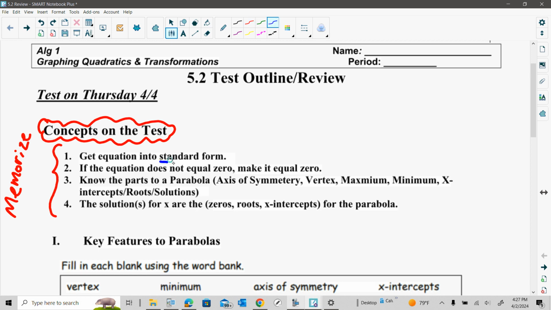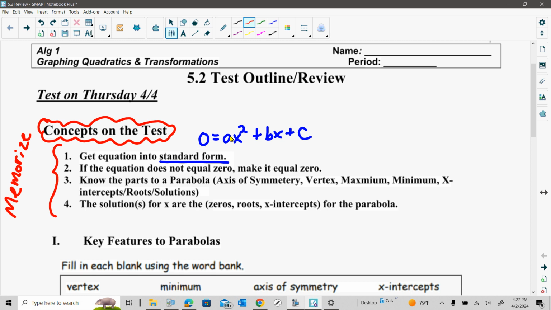This is the key information. Standard form is when the equation is equal to 0 and it's in this form: ax squared plus bx plus c. We need it to be equal to 0 so that if I need to use my calculator, I can substitute the y for the 0 and plug it in.